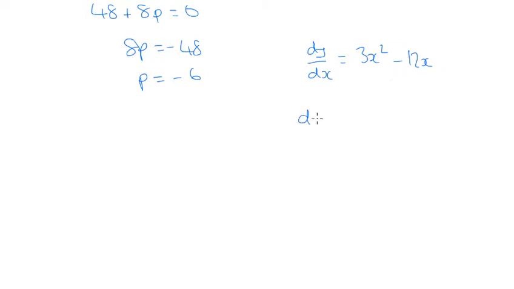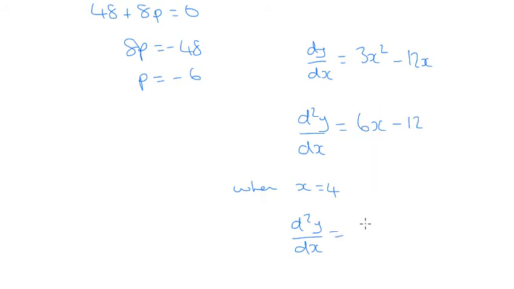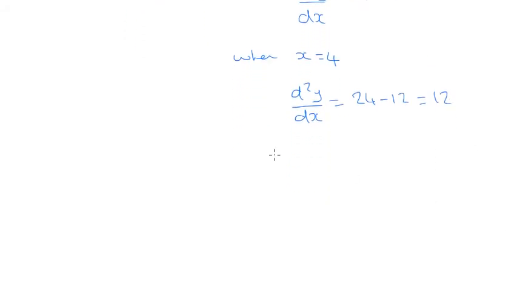So if we do d2y by dx squared, we get 6x minus 12, and when x is 4 at that stationary point value, d2y by dx squared is going to be 24 take away 12, which is positive 12. Got a positive number there, and when we have a positive second derivative, that means we have a minimum point.